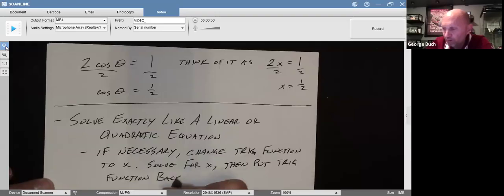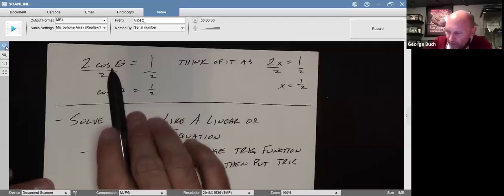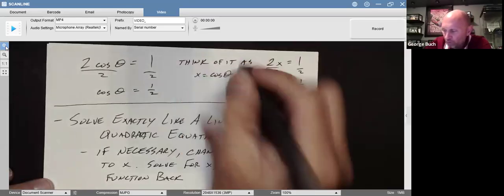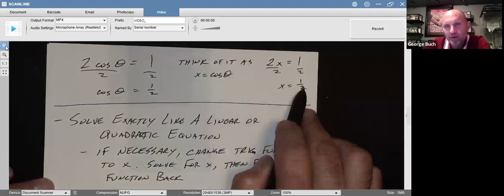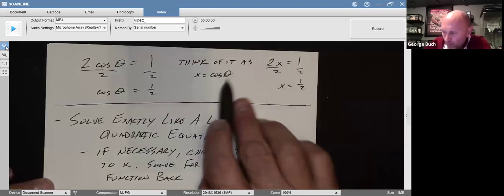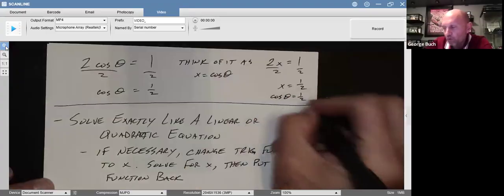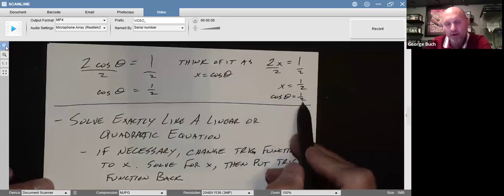So again, if we look at this example up here, 2 cosine of theta, I'm going to say x is equal to cosine of theta. So now I have 2x equals 1. Well, now I know divide everything by 2, so x equals half. But x is not what we started with. We started with cosine of theta. So put that back in, and now we're at the point where is cosine of theta equal to half on the entire unit circle?